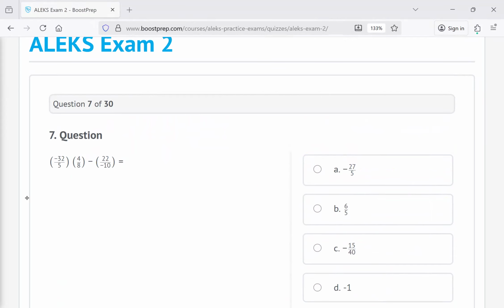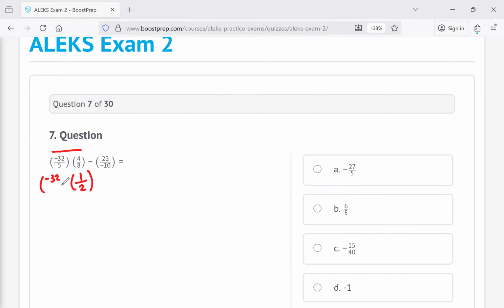Okay, this one, 7. We have negative 32 over 5 times 4 eighths equals minus 22 over negative 10. So what I would do is clean this up a bit. Over here, you're multiplying fractions. Over here, what I would do is simplify. How do you simplify a fraction? You multiply across, right? But what could I do before I multiply this? I could reduce the 4 eighths, which could be reduced by 4, so that'd be 1 over 2.